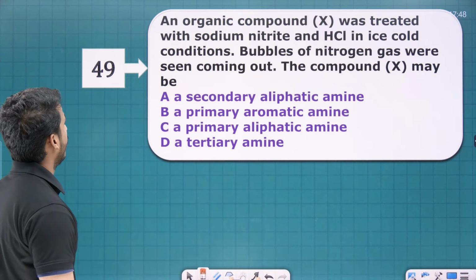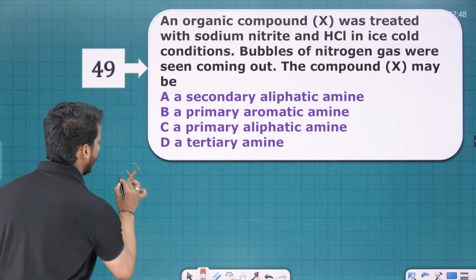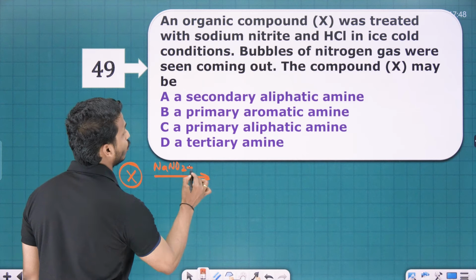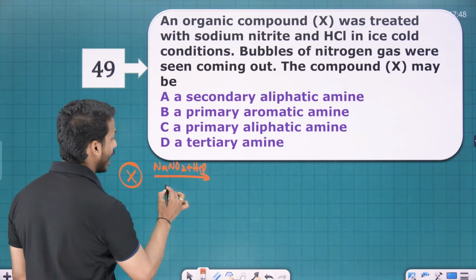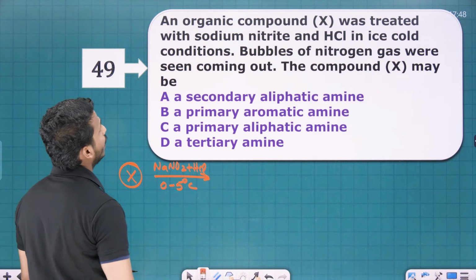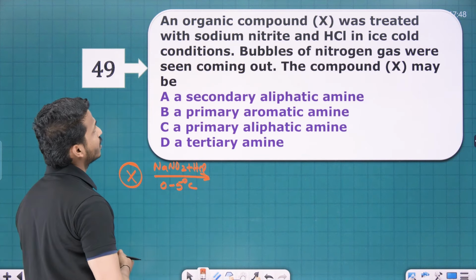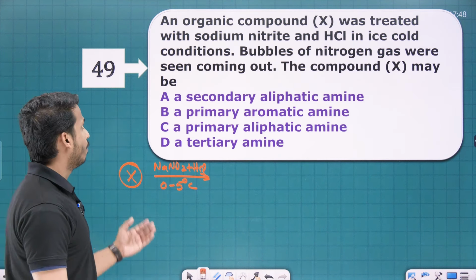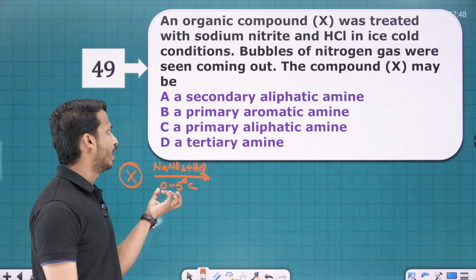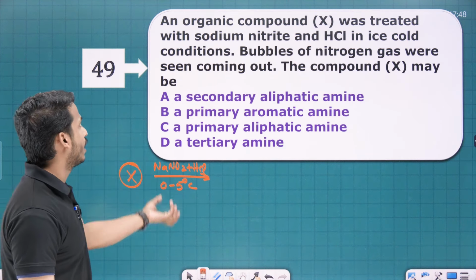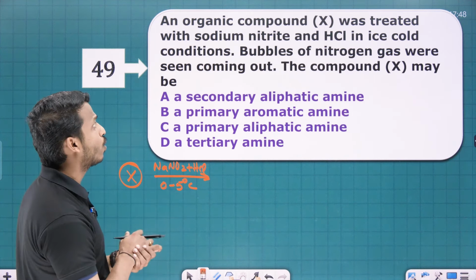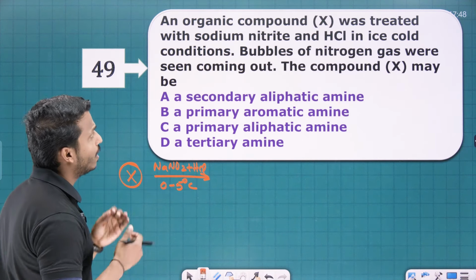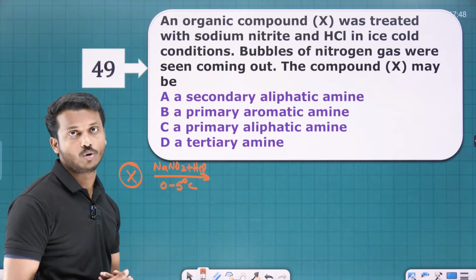Right. Next one. An organic compound X was treated with sodium nitrite. What is it? NaNO2 and HCl. That is diazotization in ice cold. Ice cold means 0 to 5 degrees. Bubbles of nitrogen gas were seen coming out. What can compound X be? So remember, in cold condition, the diazonium salt is given by an aromatic compound. Bubbles of nitrogen gas were seen coming out.